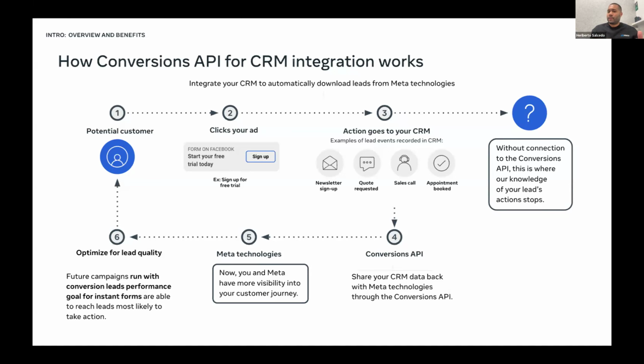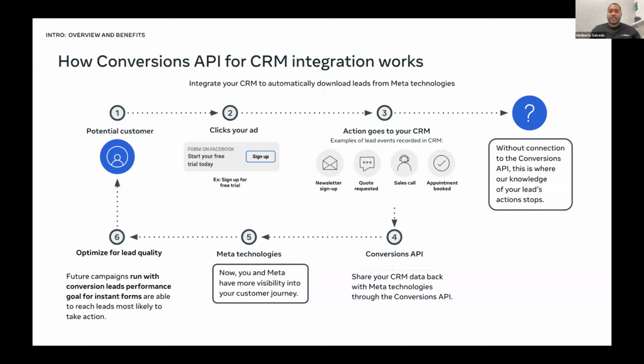Without the connection to the conversions API, knowledge of how this customer moved throughout the sales journey or the conversion journey stops. We have no visibility into that. So whether that potential customer eventually converted or did not, only the business knows that. But with conversion API, you're able to send those CRM events back through Meta Technologies, which now gives us more visibility into that customer journey, how that person moved throughout the sales funnel.